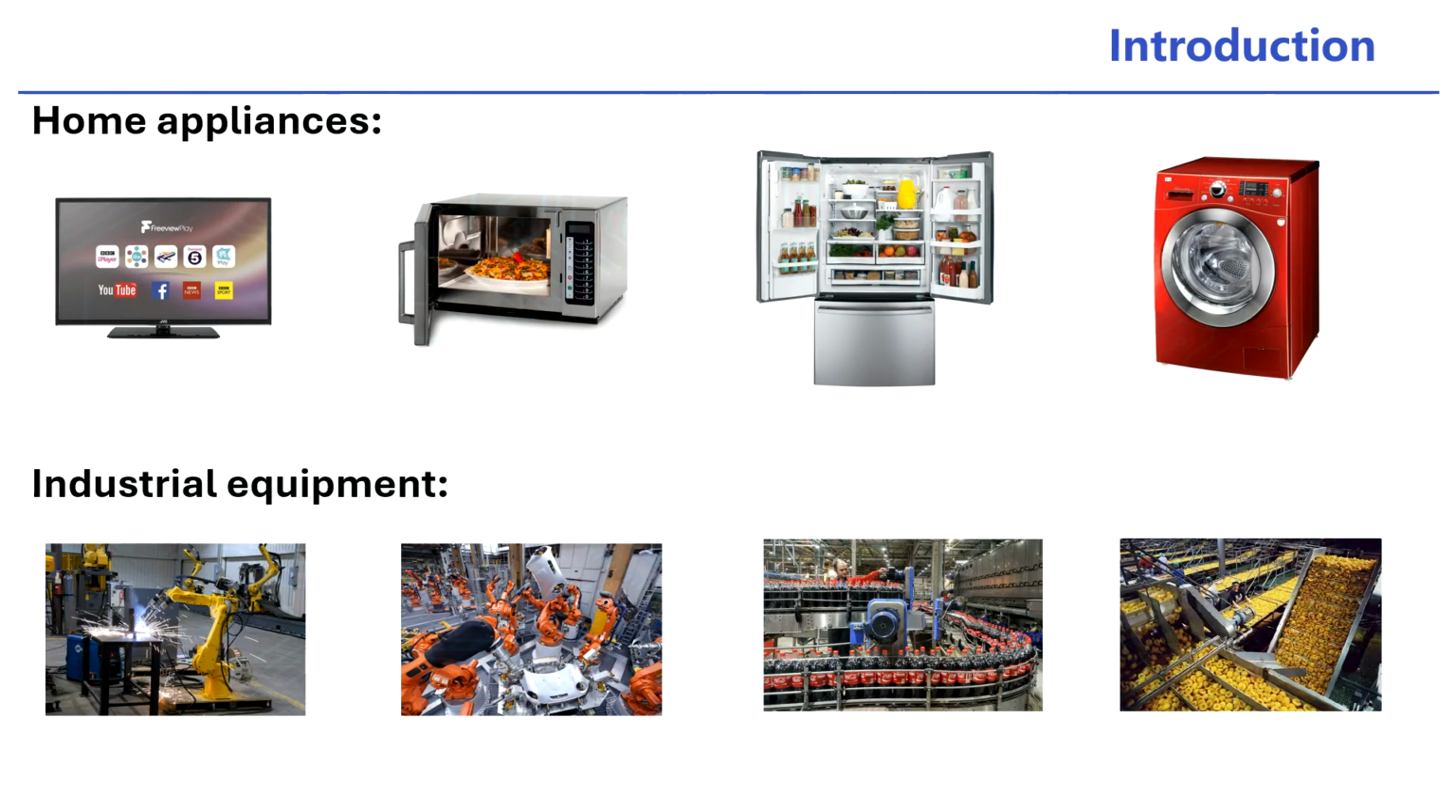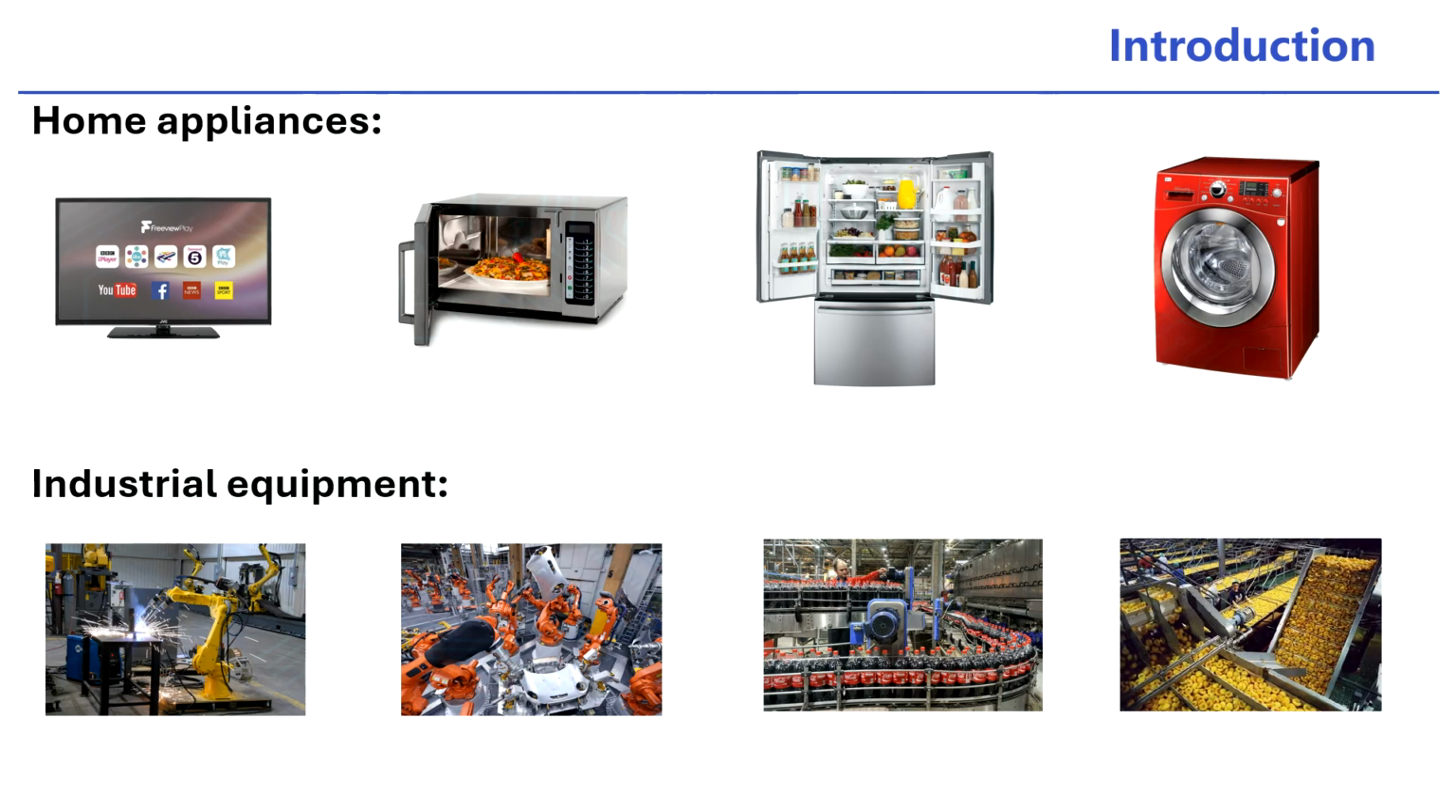A refrigerator maintains cooling, sensors and automatic defrost. A washing machine controls washing cycles, water level and timing. These devices are not just machines anymore, they are smart systems. Now, for industrial equipment, let's move to industries where microcontrollers play an even bigger role.